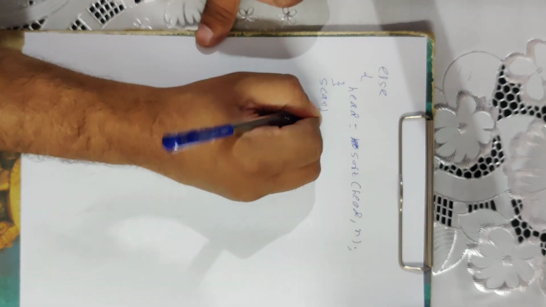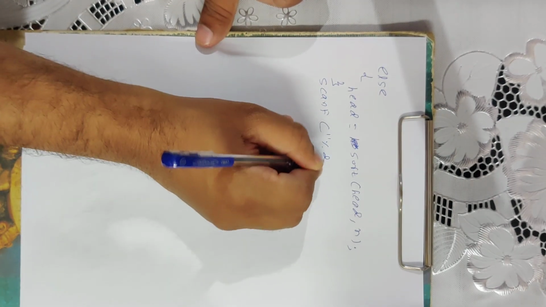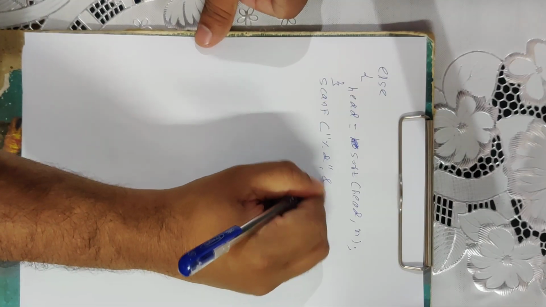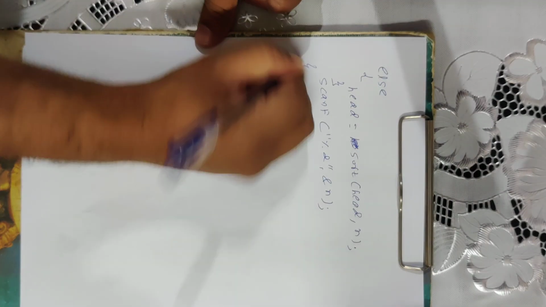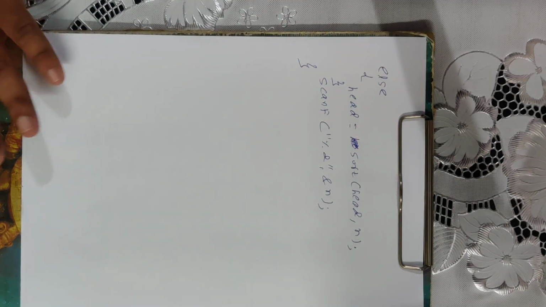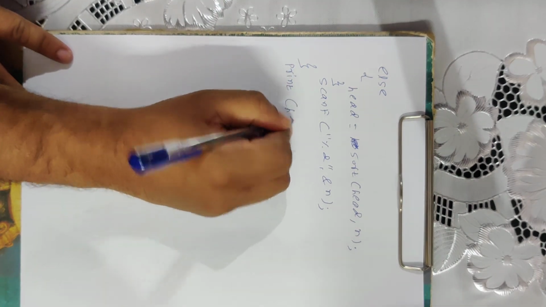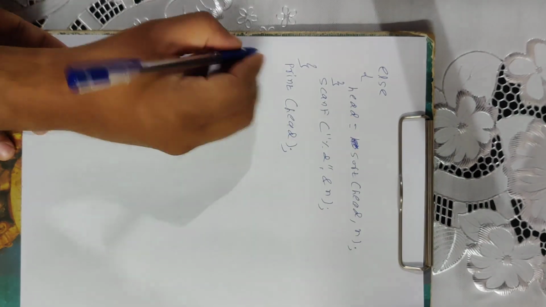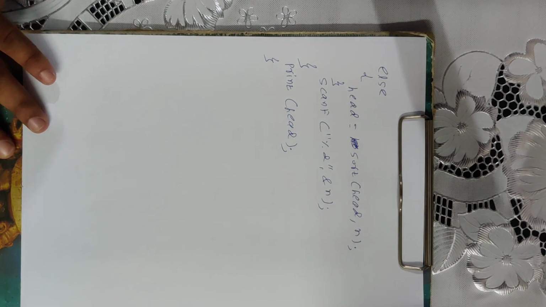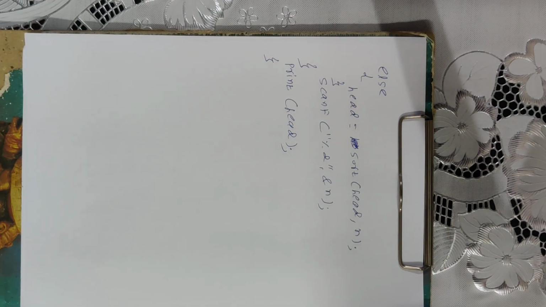Then again I am scanning it, scanf("%d", &n), and your while loop is over. Once your while loop is over, you go for the print function, print(head). As an argument I am passing head, and after this your main body is over.